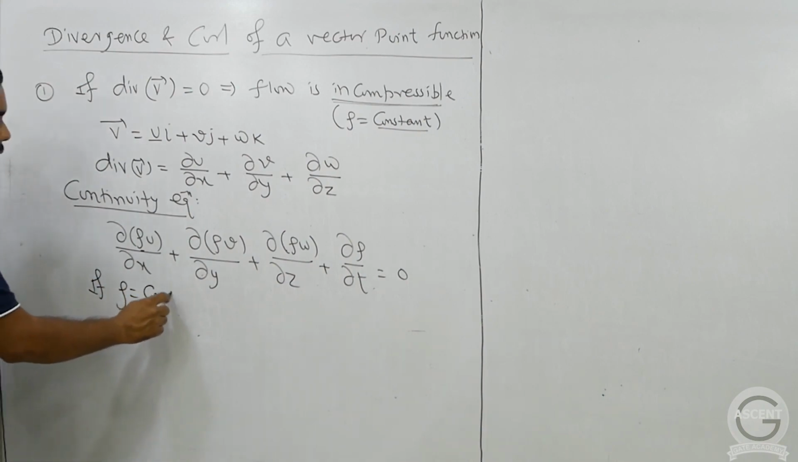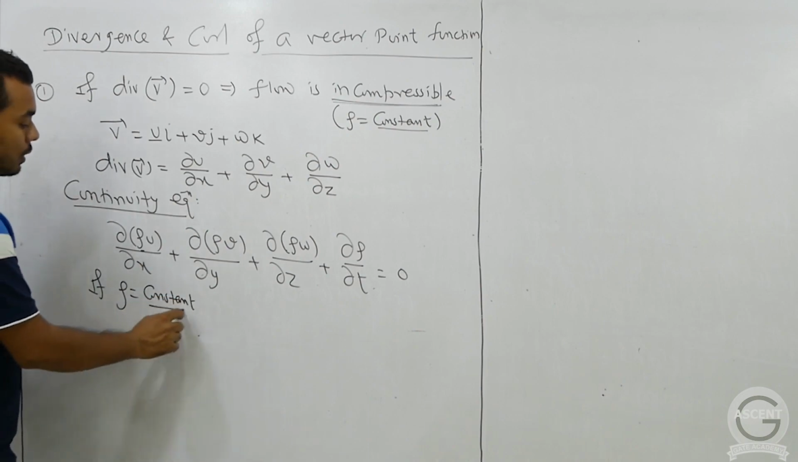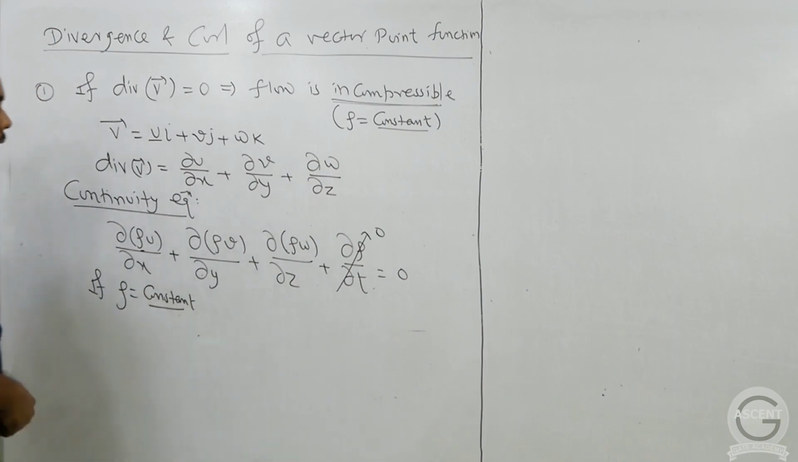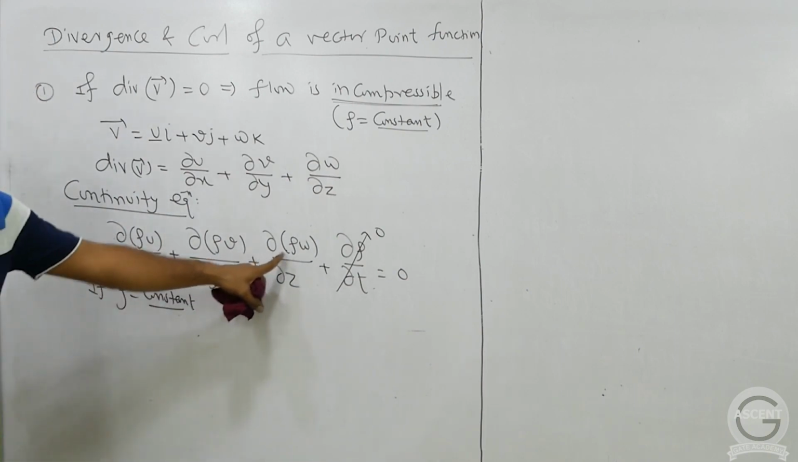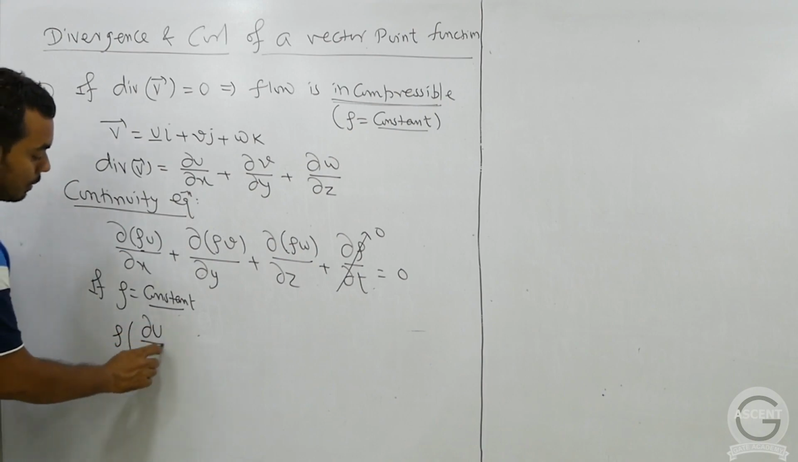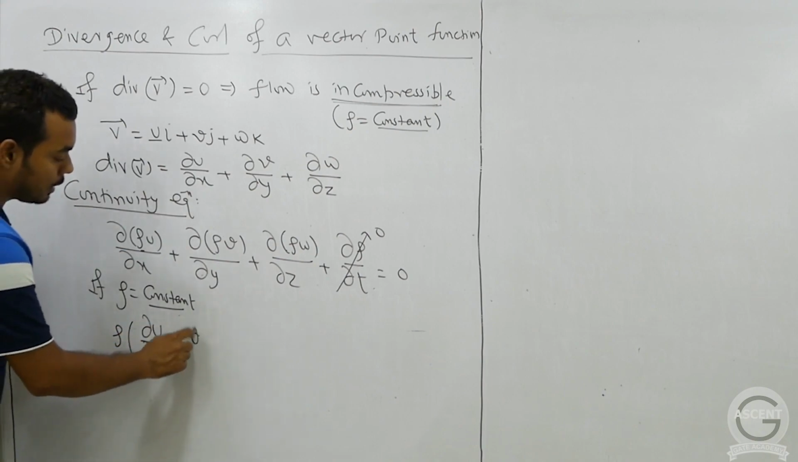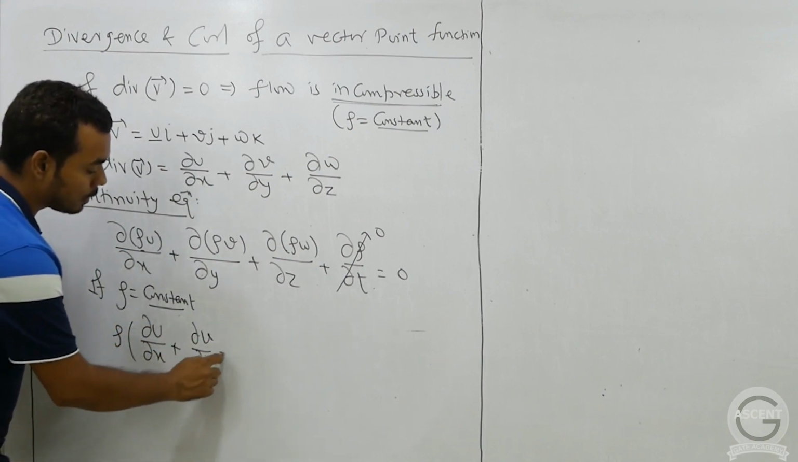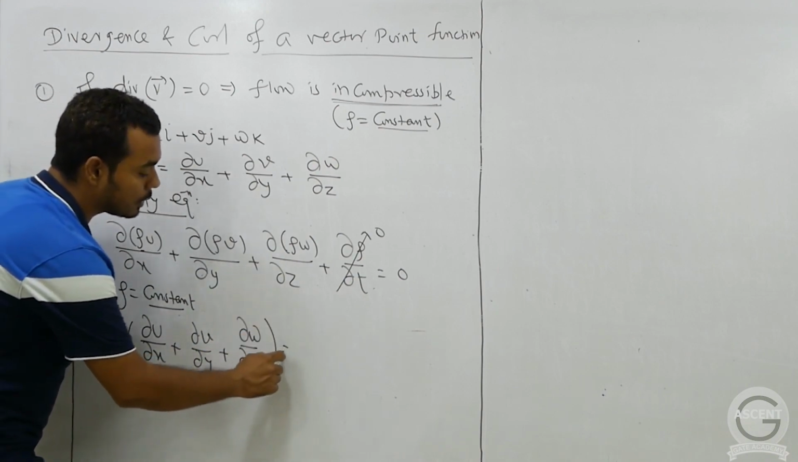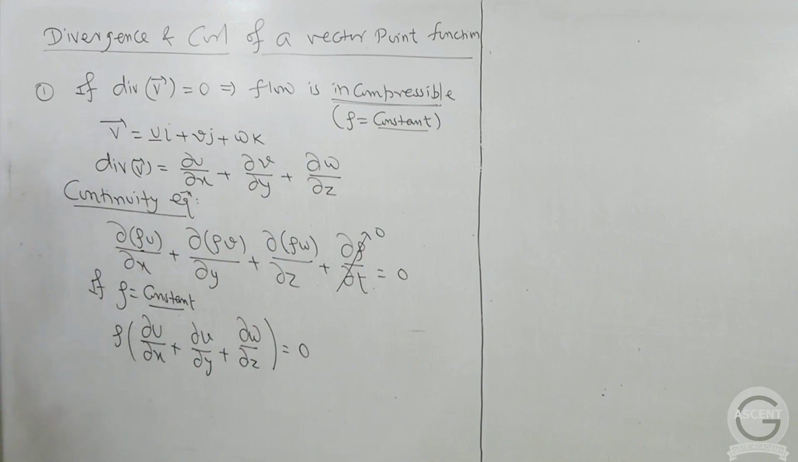If rho is constant, if density is constant, then first of all this term will become 0. And from all these three terms you can take this rho outside. So if you take this rho outside, you will get del u by del x plus del v by del y plus del w by del z. This is the equation that you are going to get. And since rho is constant, you can take this rho on the right hand side. So finally you will get this expression.